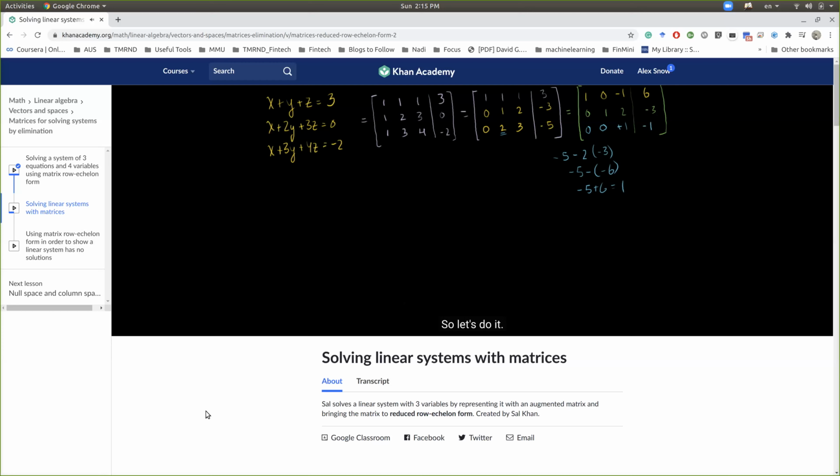So let's do it. I'm going to keep my third row the same. My third row is now 0, 0, 1, minus 1.